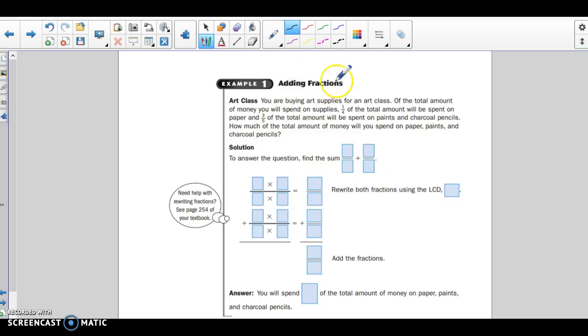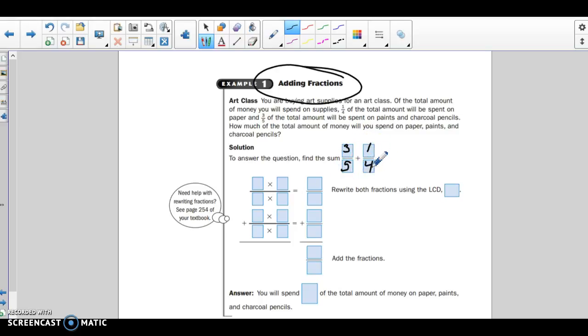Let's look at an example. Here we are going to add fractions. To answer the question, find the sum of 2 fractions. You're buying art supplies. You spend 1/4 on paper, and 3/5 you're going to spend on paints and charcoal pencils. So how much are you going to spend in all? We have to add 3/5 and 1/4.